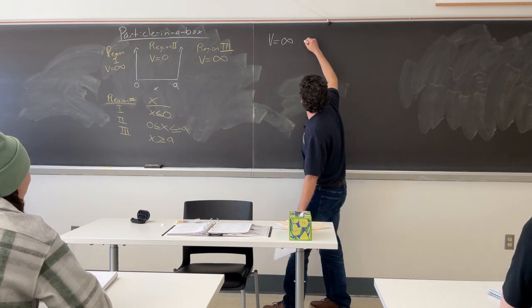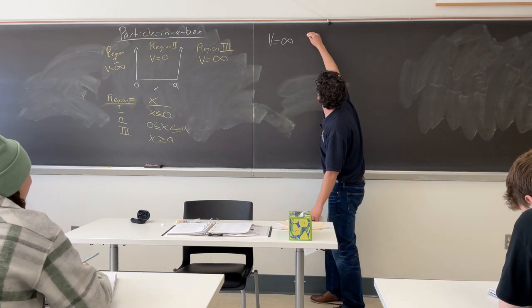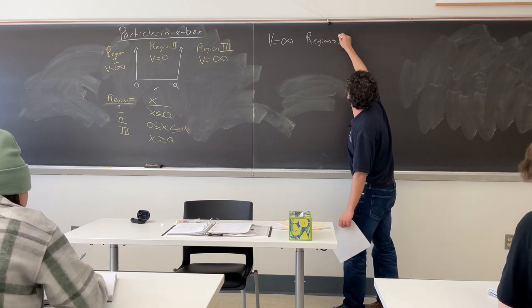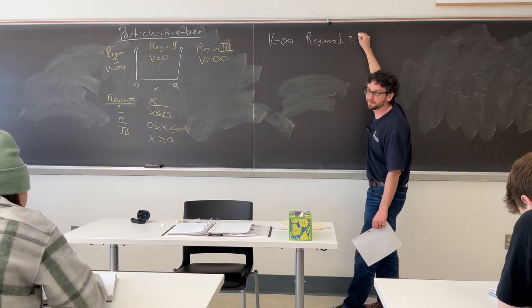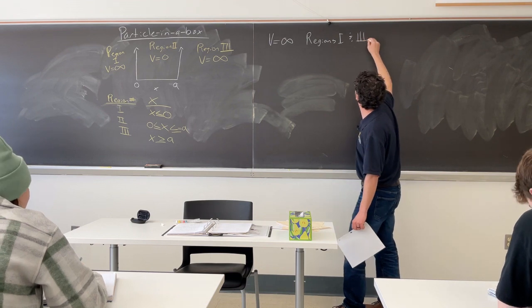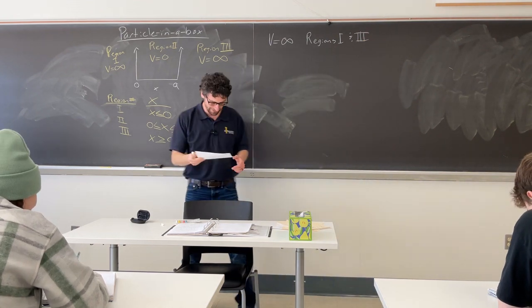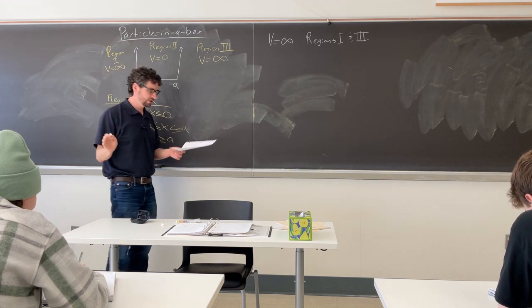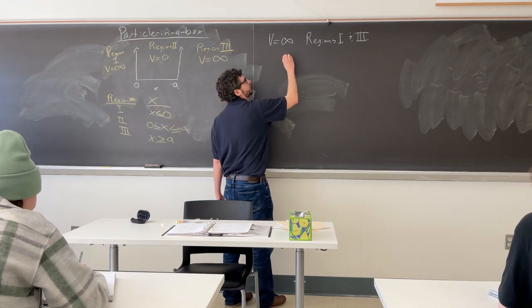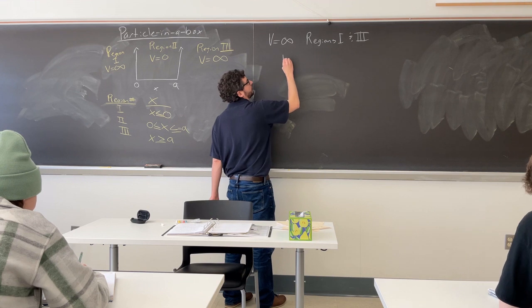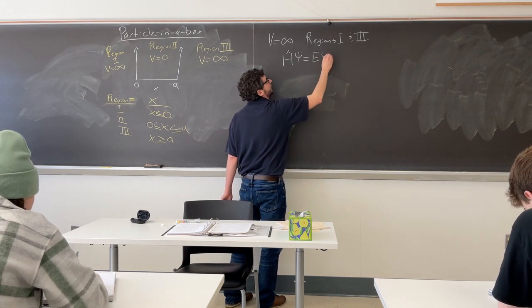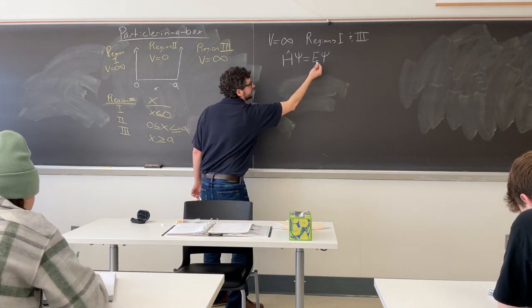V is equal to an infinite in which regions? Yeah, 1. And what'd you say? 3? I thought you said 4 for a second. Like, we don't have a region 4. Okay, we need to apply the Schrodinger equation. What's the generic Schrodinger equation? Yep. Yep. Hamiltonian psi equals E psi.